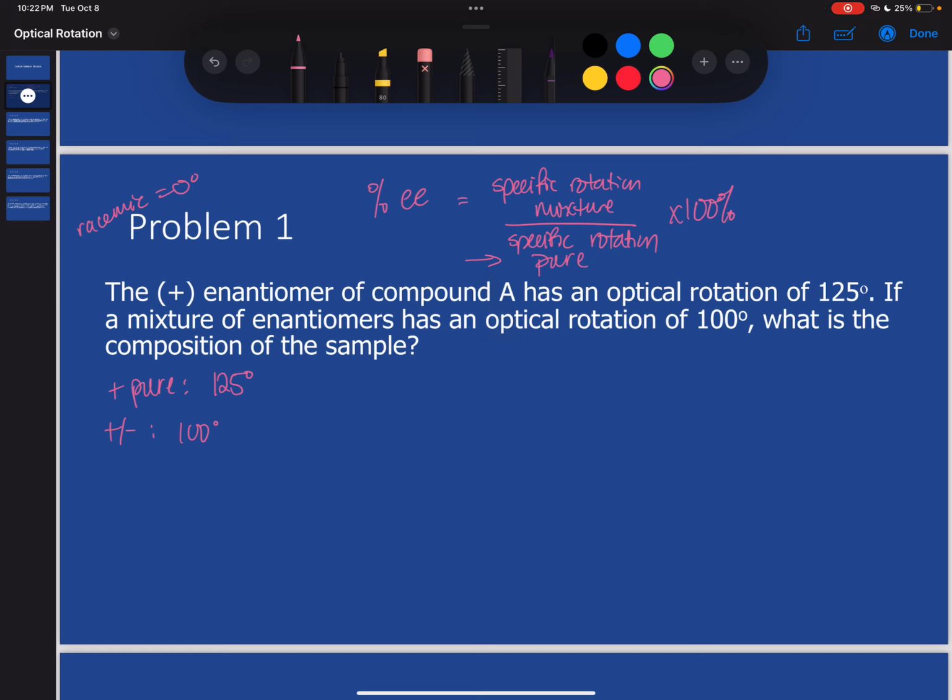I imagine that you guys don't typically know what the optical rotation of pure compounds are. It's definitely not something I would know. So that would have to be given to you in the problem. Okay, so let's go ahead and start solving the EE.